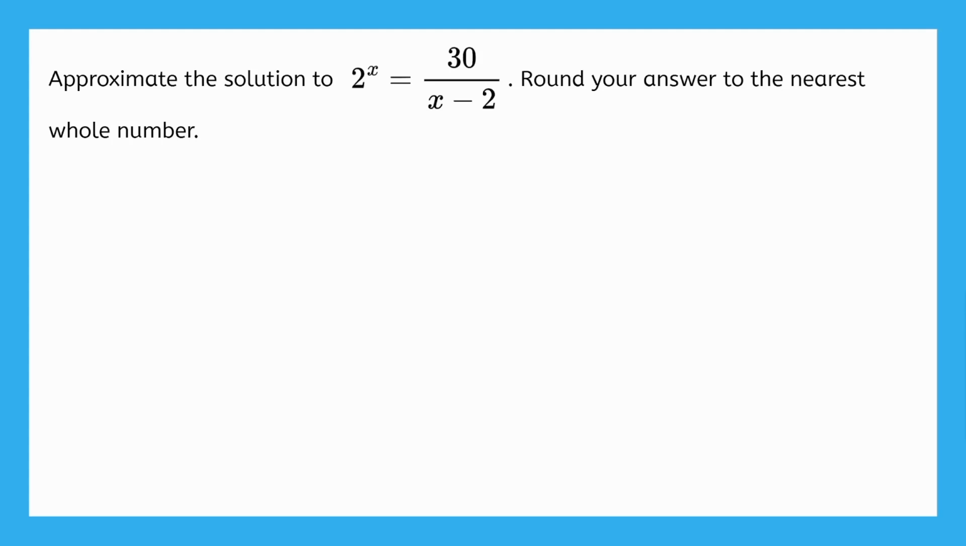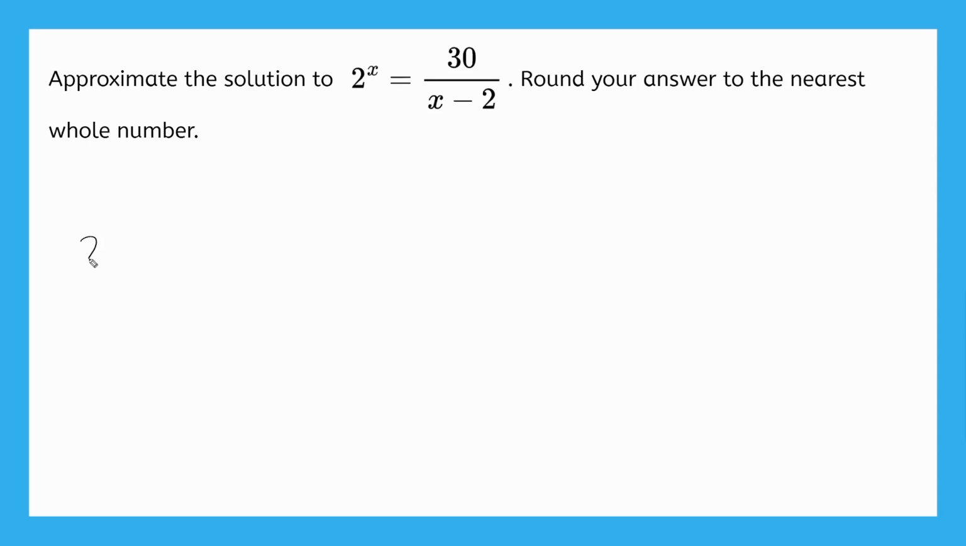So next, we're asked to approximate the solution to 2 to the x equals 30 over x minus 2. And we're going to round our answer to the nearest whole number. So this means we don't need to worry about plugging in any decimals. We're just going to be checking with successive guesses various whole numbers. And let's start with a very easy one. Let's start with 1.